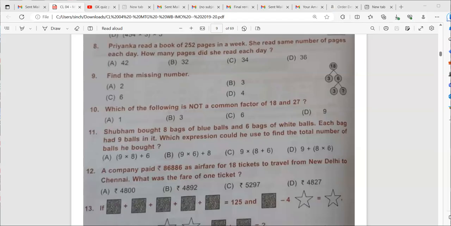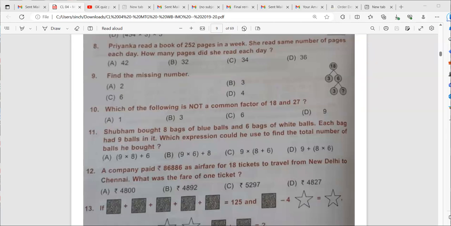Shubham bought 8 bags of blue balls and 6 bags of white balls. Each bag had 9 balls in it. Ma'am, I don't understand. Ma'am, I am correct now. Shuok, you are wrong. Tuhin, you are correct. Debangshu, you are correct. Tuhin, number 11 is correct. Debangshu, number 11 is correct. Abid, number 10 is correct. Swapnil, number 8 is correct. Shuok, this answer is of which number, beta? D.